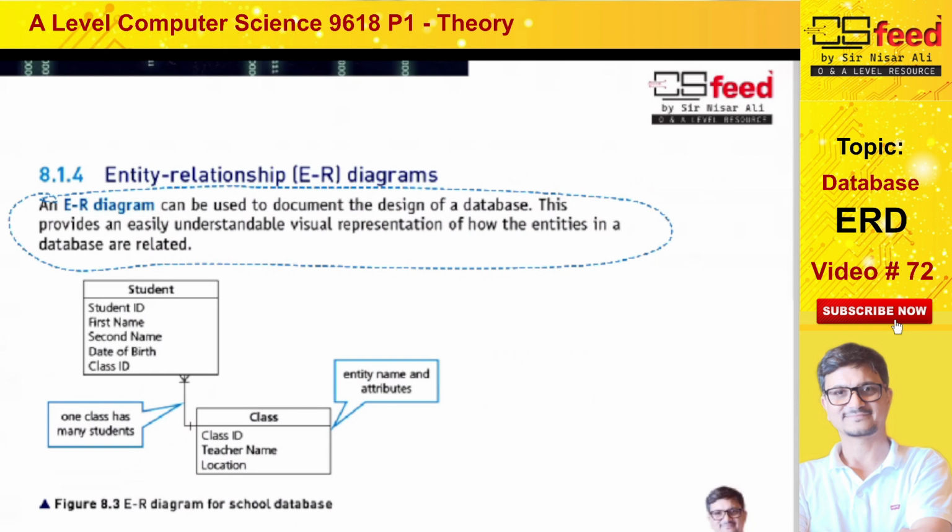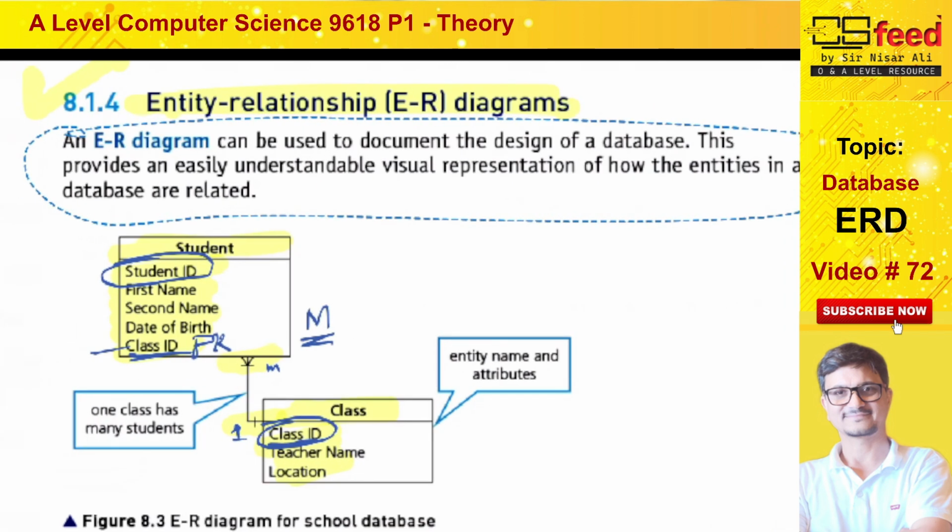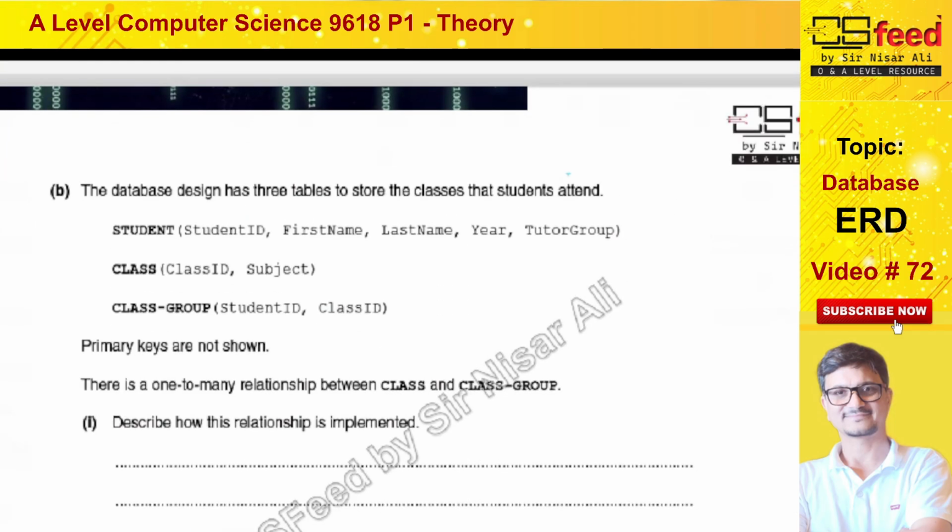So I have just explained this ERD diagram, and this is the shape of the table with its attributes. These are the attributes, and this is the relationship. This shows many, and this shows one. Okay, and you can see that class ID is the primary key of the class table, and student ID is the primary key of the student table. When this class ID is used here as a foreign key, the many sign, or the crow's foot sign, will always be there where we have the foreign key of the other table.